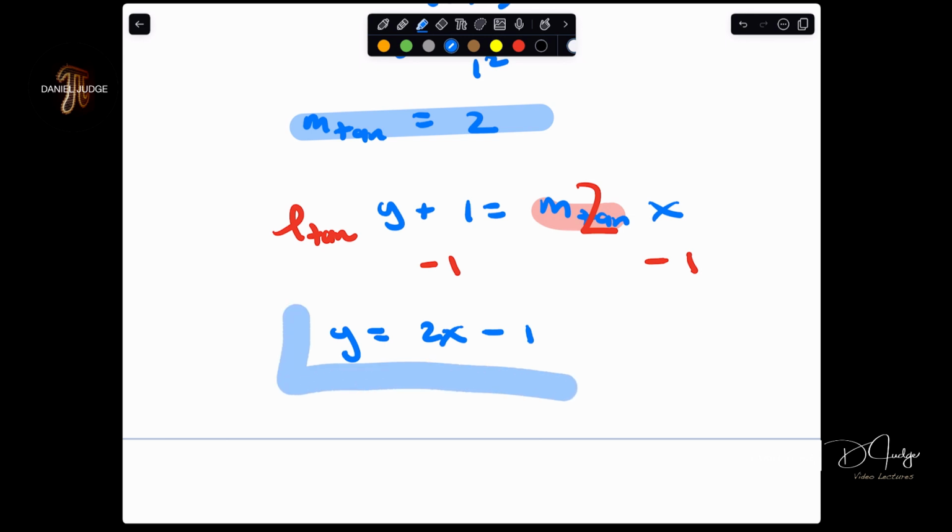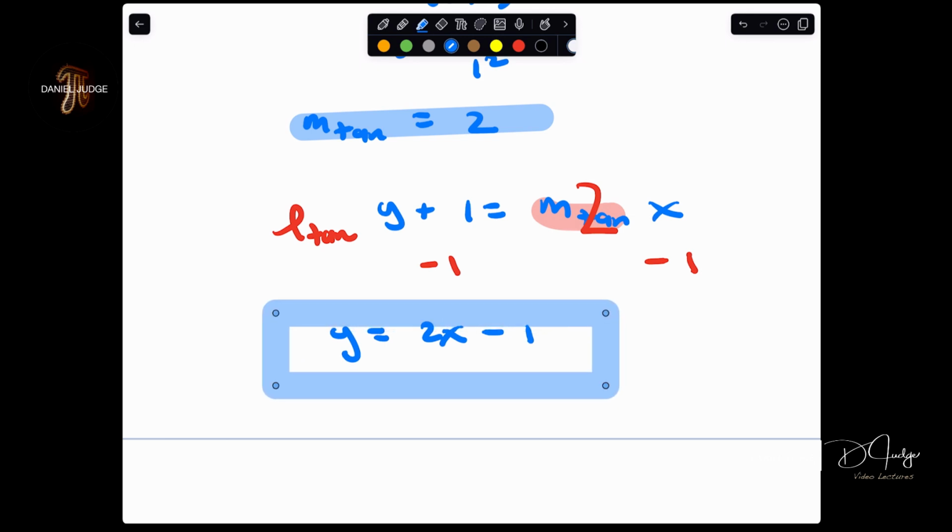So we end up getting 2x minus 1 now. So, ladies and gentlemen, this is the equation of the line tangent to the curve at the indicated point, 2x minus 1.